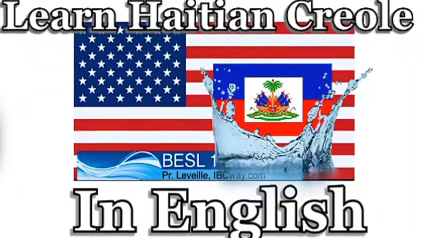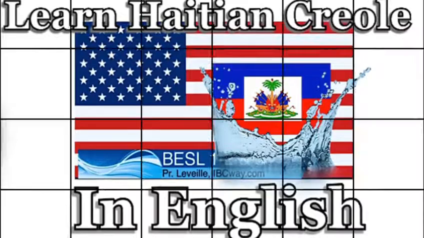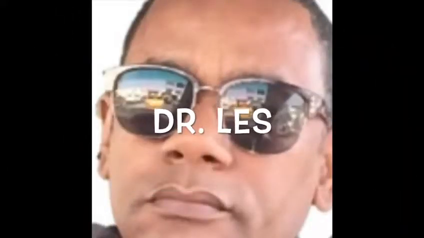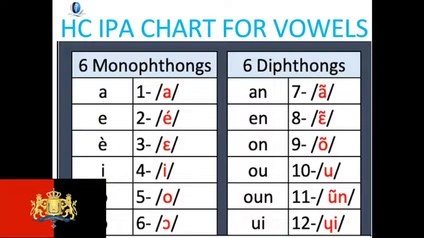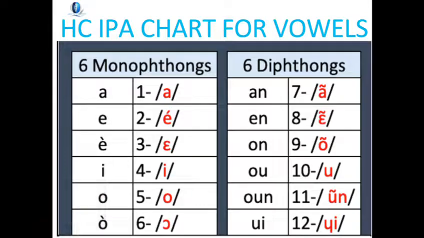In this video, we're going to take a look at the 12 vowel sounds of Haitian Creole. Only 12. We've divided them into 6 monophthongs, meaning made up of one sound, and 6 diphthongs, made up of 2 sounds, right? The symbols in red are the actual International Phonetic Alphabet symbols, IPA symbols, and the ones in black are the actual letters that you use when you read and write those sounds.